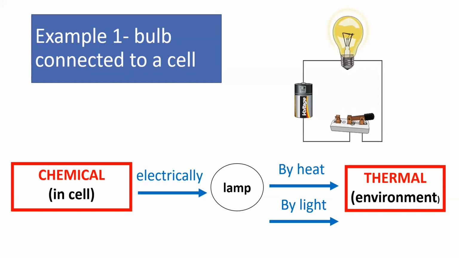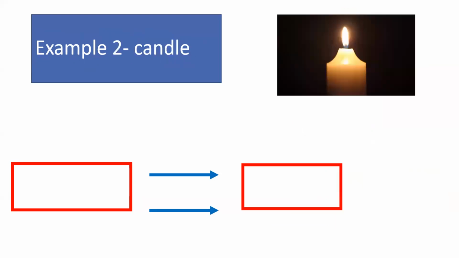light. So in the cell, there are chemicals. So we have chemical energy. That's the stored form, electricity is stored in chemical energy. When it starts moving, it changes from chemical to electrical. Then the lamp uses it and changes it into heat and light. And then the environment will experience what we call thermal energy, which is the same as light because of the heat.